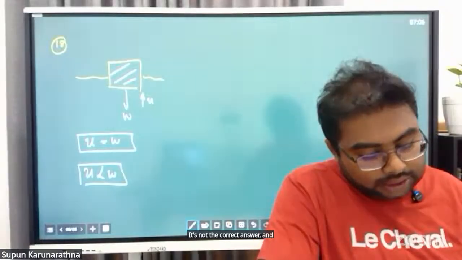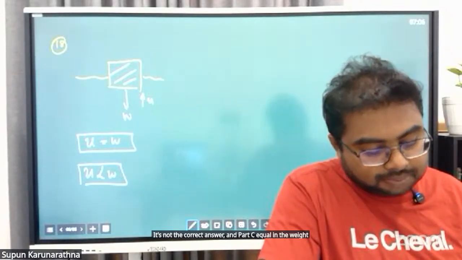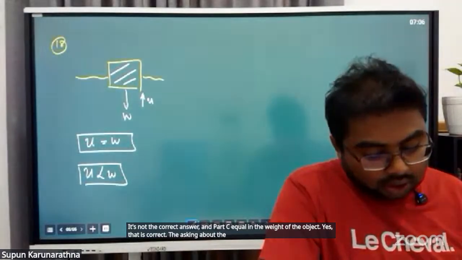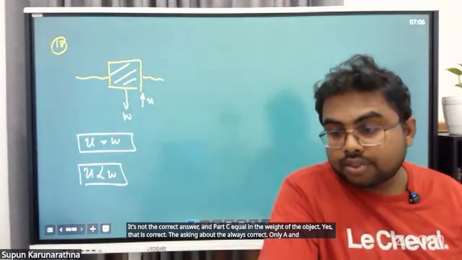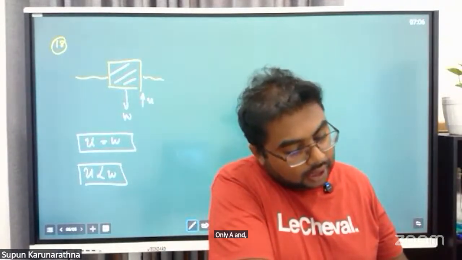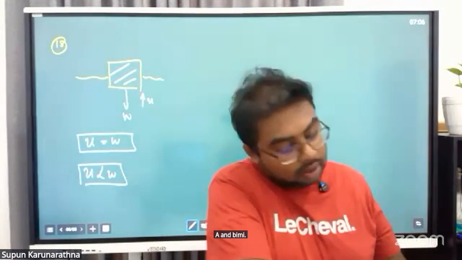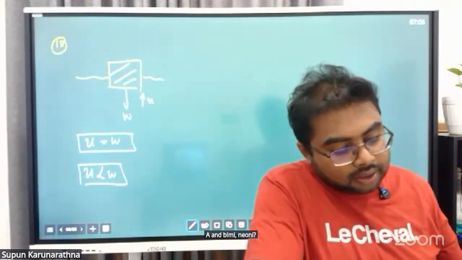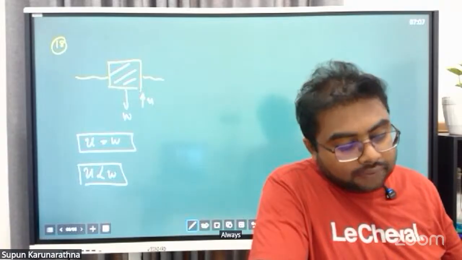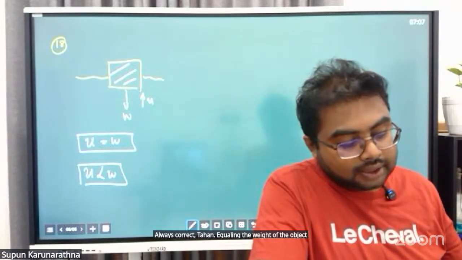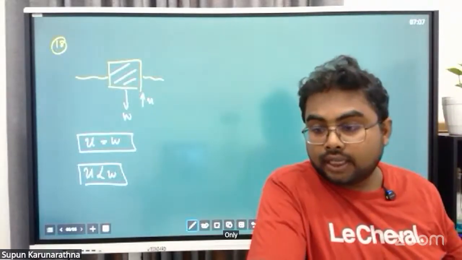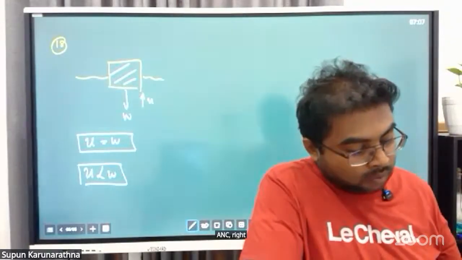And part C, the weight of the object equal to the upthrust. Yes, that is correct. They are asking about what is always correct. Only A and C for the 18th question. Only A and C. Right. Only A and C.